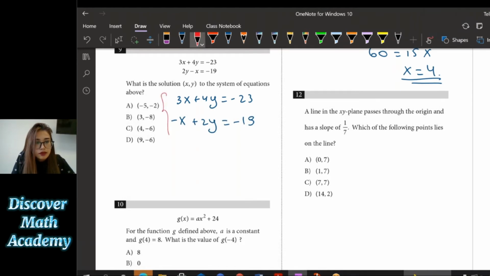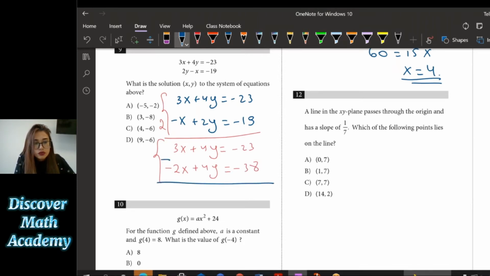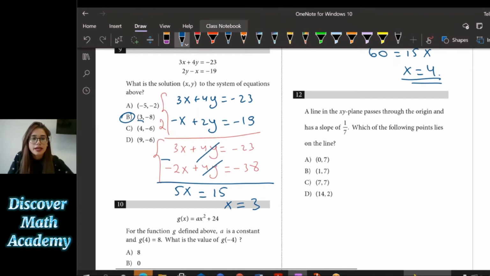Let's multiply this one by 2. It's going to be what? 3x plus 4y is equal to negative 23, and negative 2x plus 4y is equal to negative 38. So subtract them. 3x minus negative 2x, it's 5x. 4y minus 4y, 0. Negative 23 minus negative 38, it's going to be 15. And x is 3. I don't need to find y because there's only one answer, x is 3. So y is going to be negative 8.